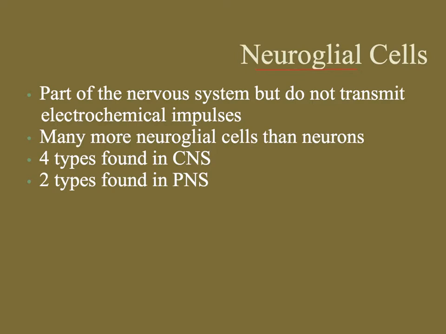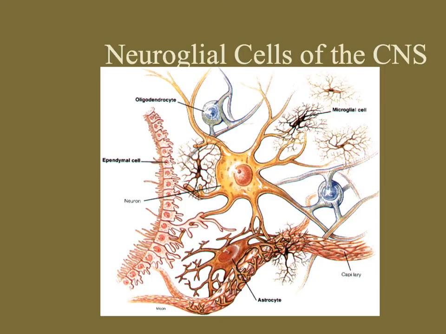There are 4 types of neuroglia cells that are found in your central nervous system and 2 types found in the peripheral nervous system, and we want to look at those specifically next. In your central nervous system you have, and this of course is inside the brain or the spinal cord, these are the 4 types of neuroglia cells.